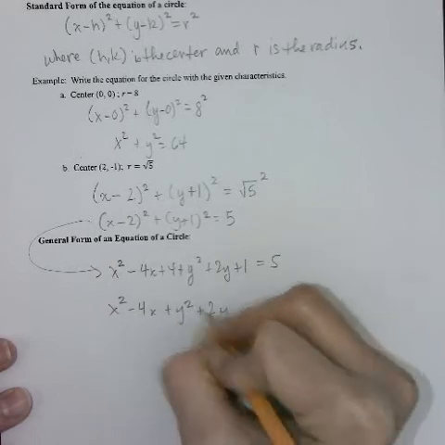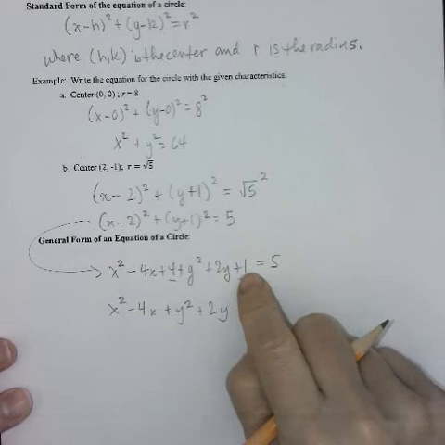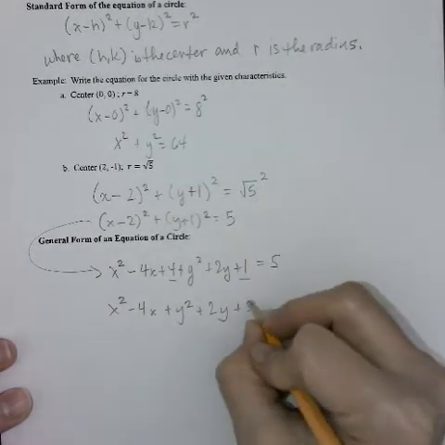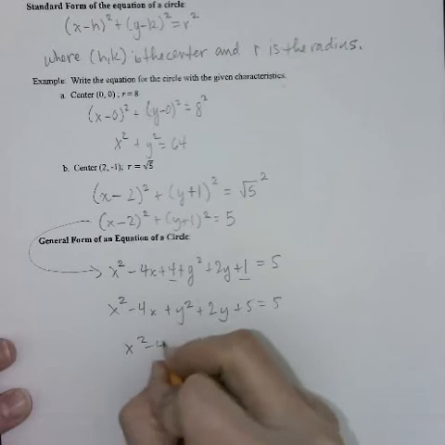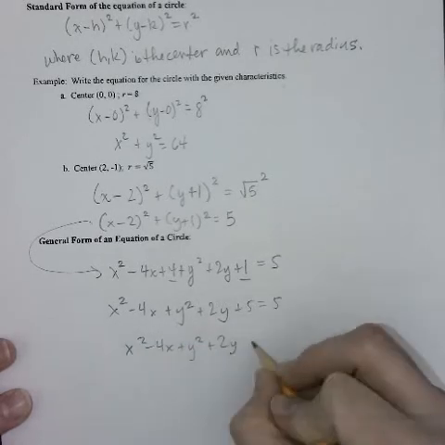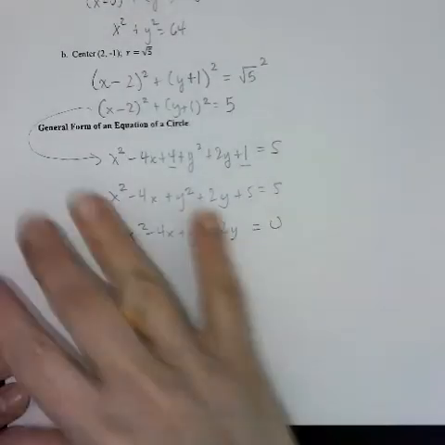The like terms are the constants, of course. 4 plus 1 is 5. And then plus 5 equals 5, but you would still combine, move the constant over here, and set the equation equal to 0. That would be general form.